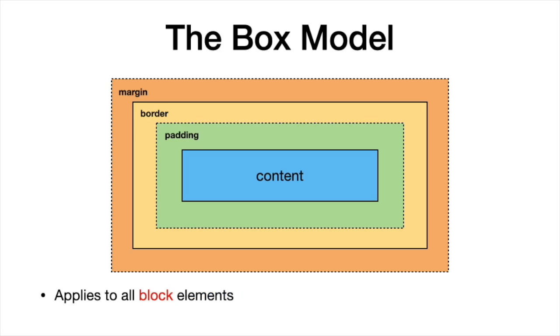Many HTML elements, paragraphs, headings, lists, list items, are so-called block elements. This means that they occupy a rectangular space on the web page. The space around these elements is organized by using the box model. It includes areas such as border, margin, and padding.